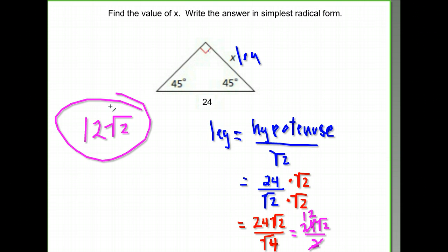Okay, so that's 45, 45, 90 triangles. And they do have a second type, which are the 30, 60, 90s.